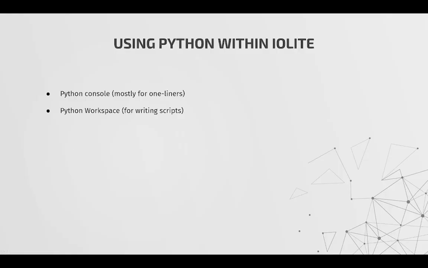So you can see that within IOLITE there are two ways that you can interact with Python directly. You can do it via the console, which is mostly for one-liners, or via the Python workspace, where you can write scripts. As we'll see later on, you can also write Python scripts that IOLITE will read and store them in certain folders. These are the paths that are set in IOLITE's preferences. But we'll come back to that more once we start writing modules for IOLITE.